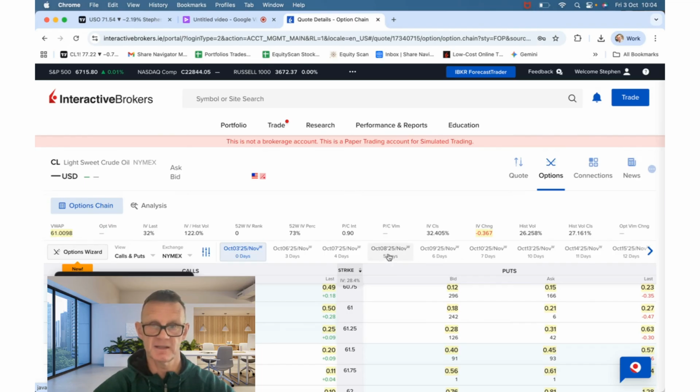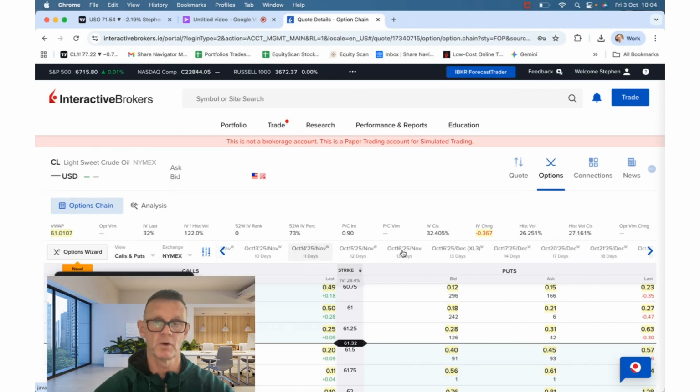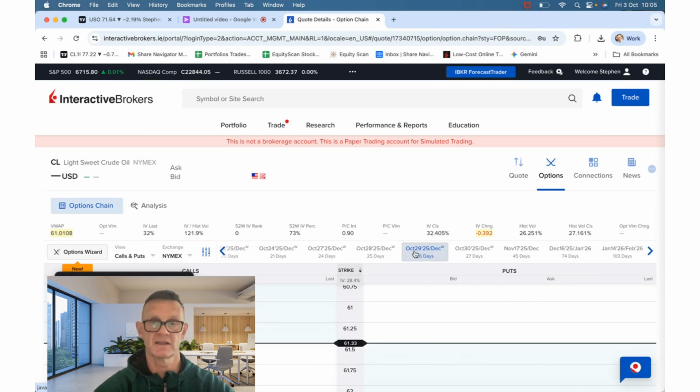So the first part of the expiry dates here, that's the option expiry date, and the second part is when the future expires. So this, for example, is the option expires on October the 8th, but it's for the November futures contract. Now, we're interested in the December one, and we want to go out about a month or so. So we're going to go, let's say, to the October 29th option expiry for the December futures contract.